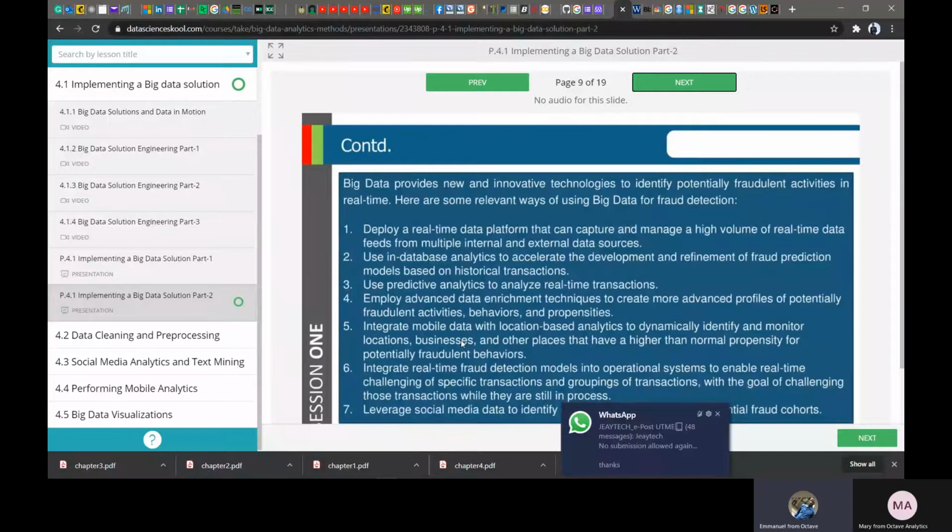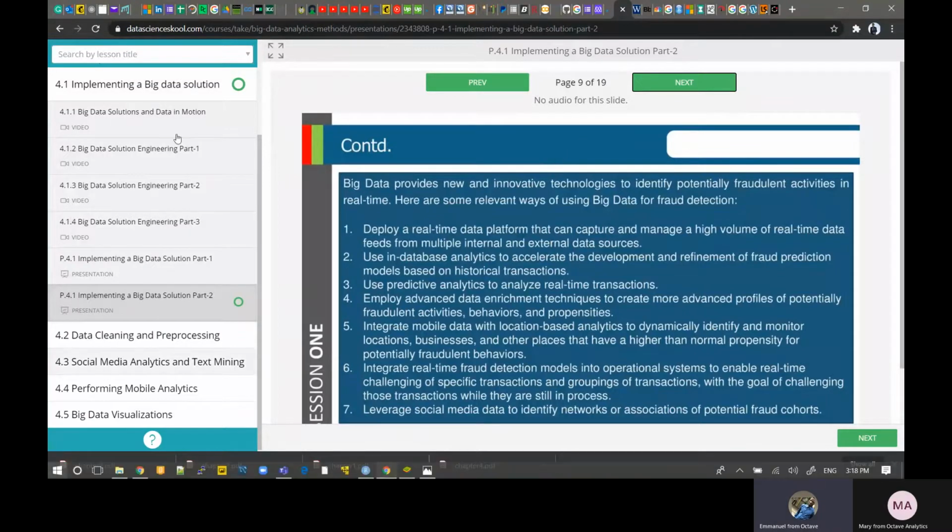To learn from experience. So they can also leverage social media data to identify networks or associations of potential fraud cohorts. So that's basically it. Let's look at the next slide.